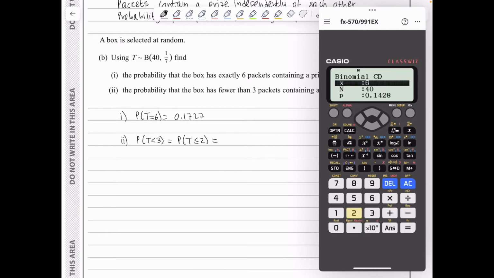Option 2 again. So my x now is 2, the n is 40, the p is 1 over 7, it's still there. So I press the equal sign and I get 0.0616, which I will store on my A key because I'll be needing this later. So I'm going to put a small a here to remember that I've stored it on A.